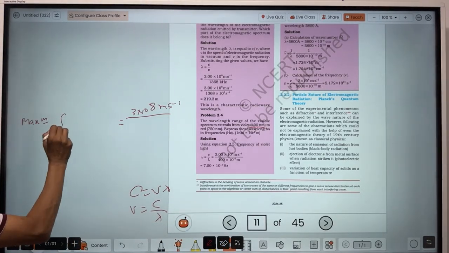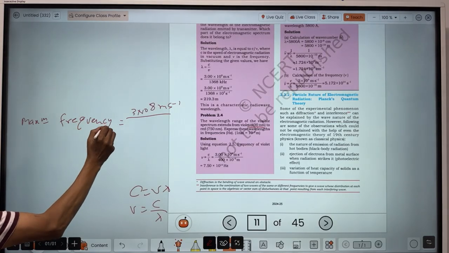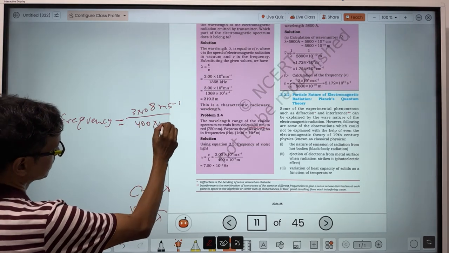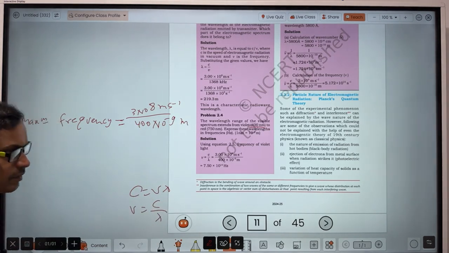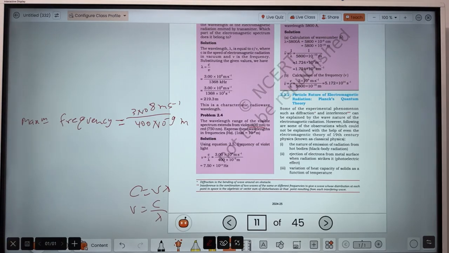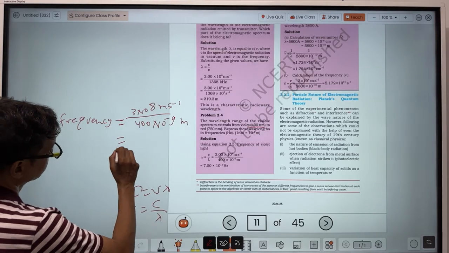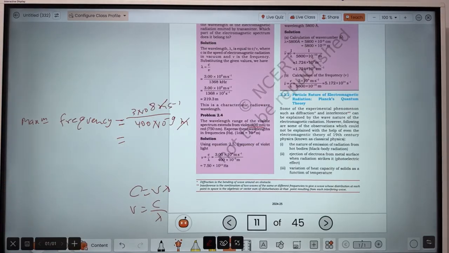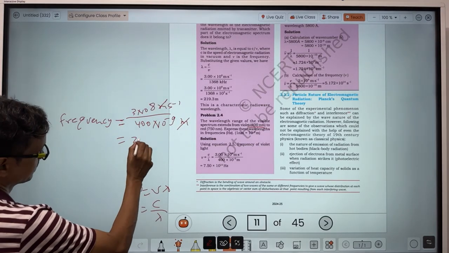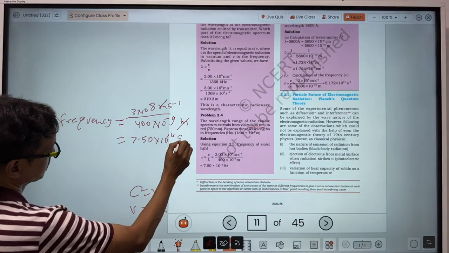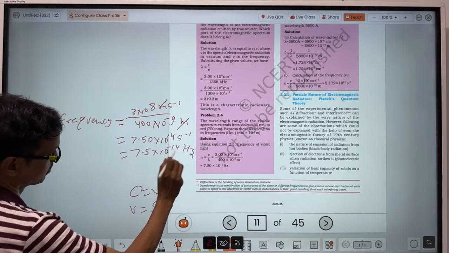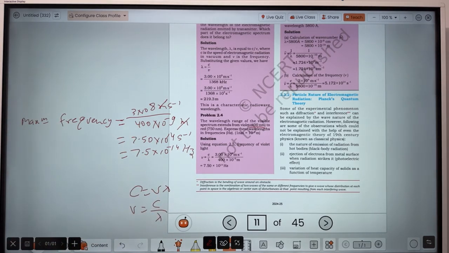Maximum frequency will be equal to 3 into 10 power 8 meter per second upon 400 into 10 power minus 9 meter, nanometer. 1 nanometer is 10 power minus 9 meter. After calculation, you will get 7.5 into 10 power 14. The meters cancel out, so the unit will be second inverse, which is also called hertz. So that is the maximum frequency.